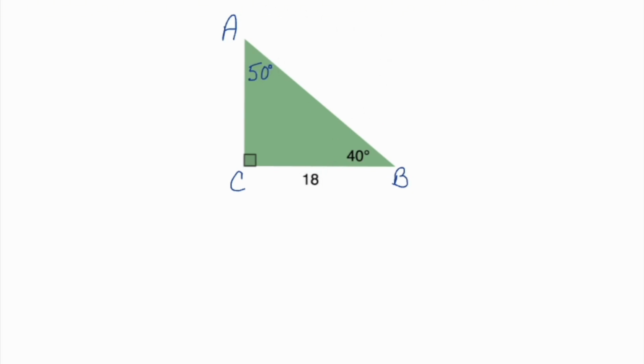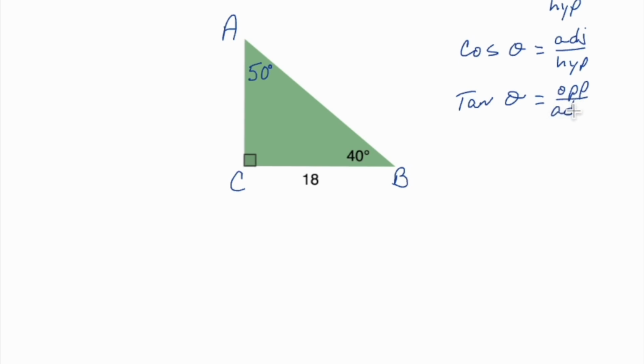Okay, so let's talk about the three basic trig ratios. Sine of an angle is equal to the opposite over the hypotenuse. The cosine of an angle is equal to the adjacent over the hypotenuse. And the tangent of an angle is equal to the opposite over the adjacent.